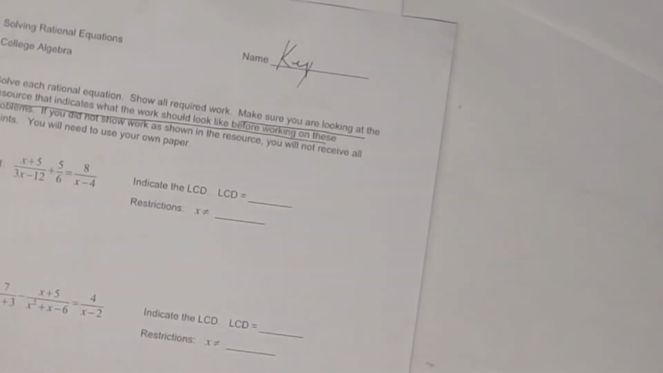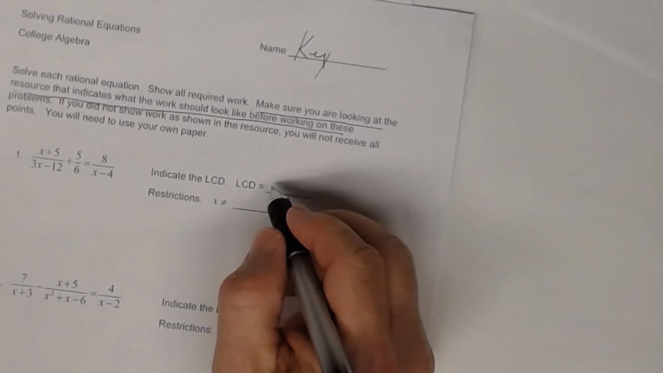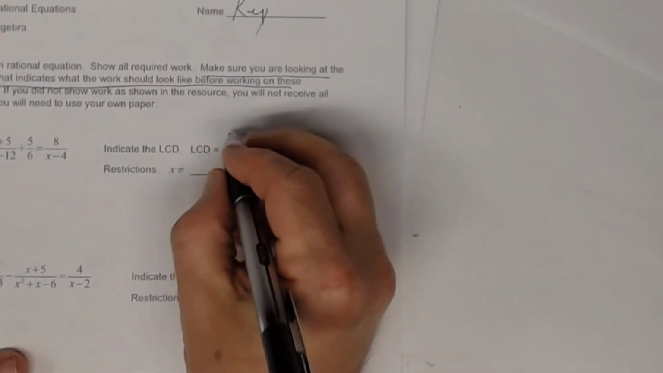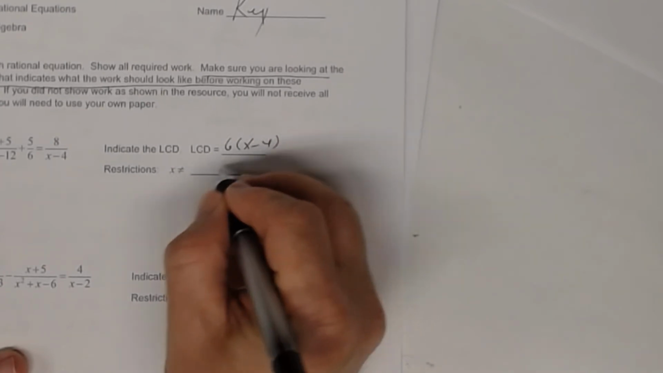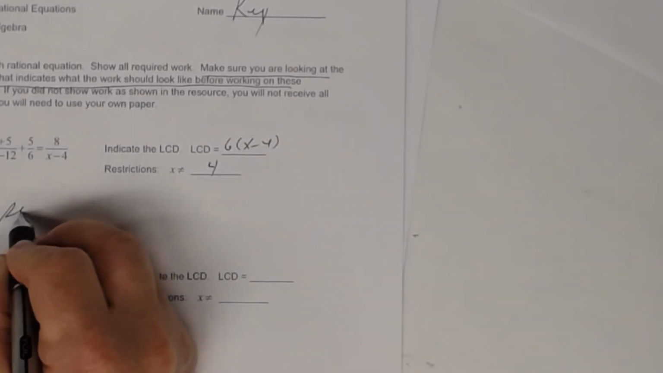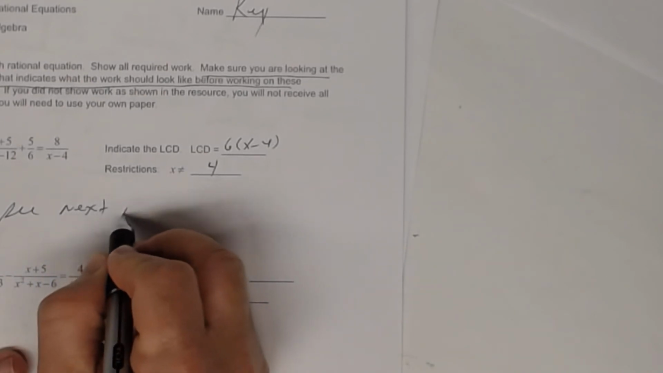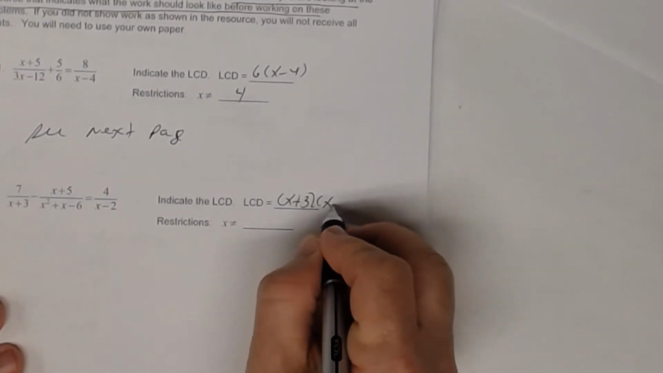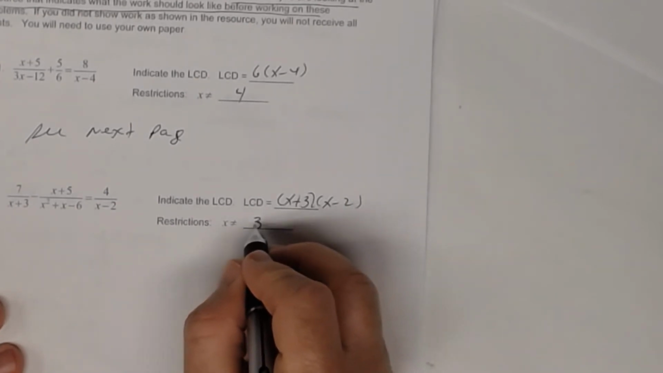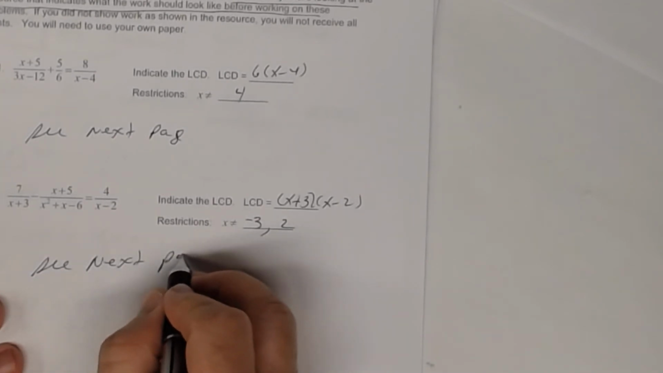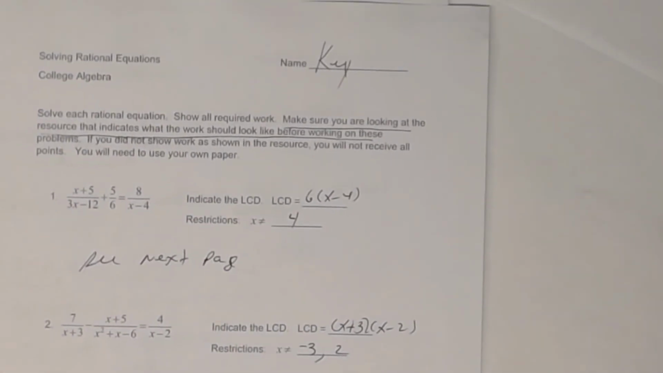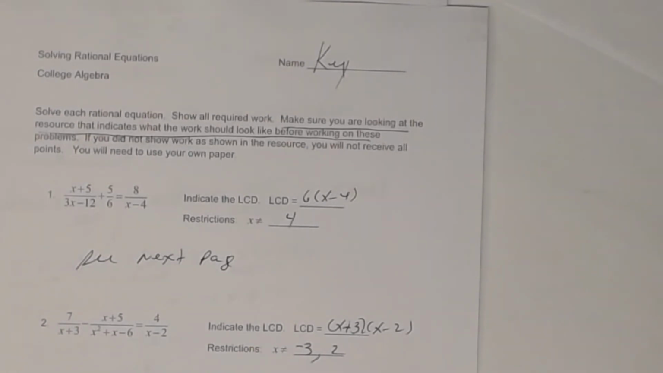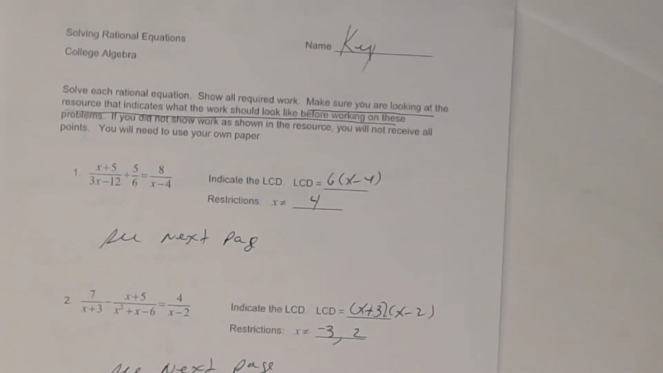All right, and so that is the key to these two rational equation problems. So let me just kind of quickly indicate. So the LCD here was 6 times x minus 4. Our restriction was 4, so I'm going to say C, next page for work. And over here, the LCD was x plus 3, x minus 2, and the restrictions were negative 3 and 2. And then C, next page for work. Okay? All right, so that is it. That is the key to those two rational equation problems.